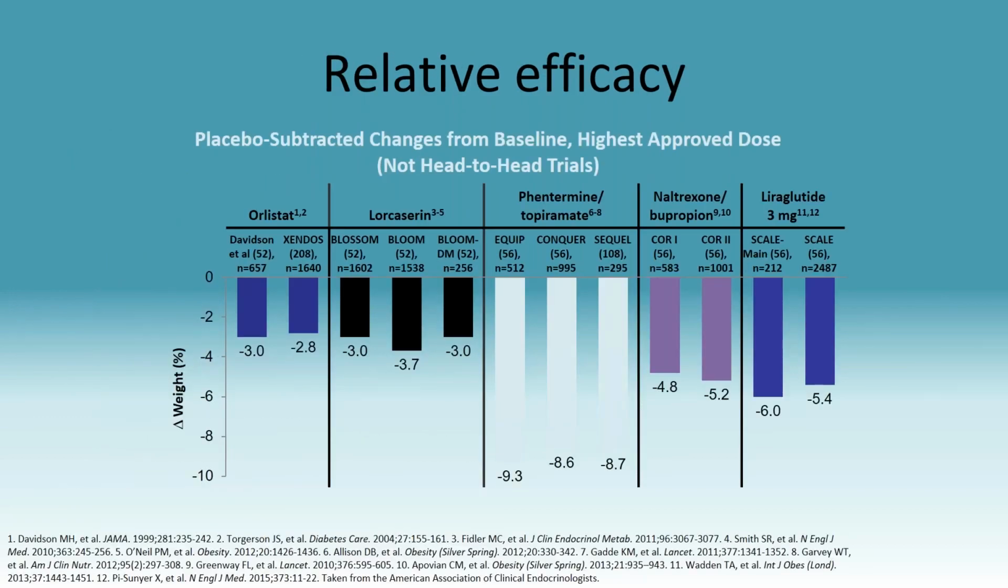So this is a summary of the relative efficacy. This is placebo-subtracted efficacy compared with baseline at the highest approved dose, and we see that phentermine-topiramate, which is Qsymia, and naltrexone-bupropion, which is Contrave, and liraglutide, which is Saxenda, generally have the most efficacy, and of these, the latter two are not controlled substances.